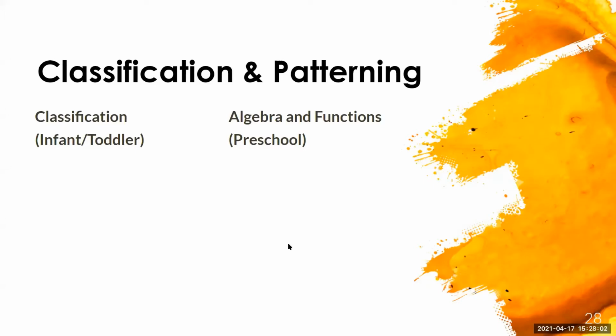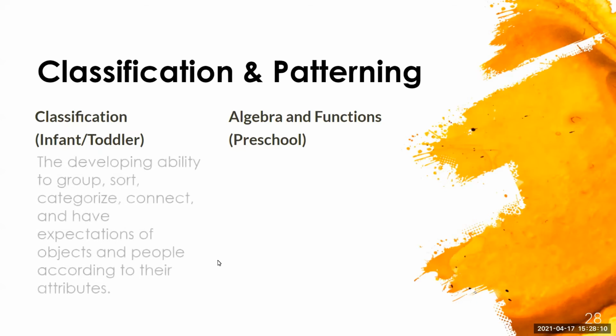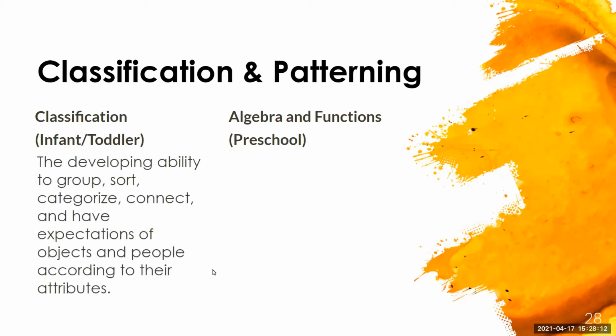So the next strand of mathematics is classification and patterning. For infants and toddlers, it's considered classification. As children are developing, they are developing the ability to group, sort, categorize, connect, and have expectations of objects and people according to their attributes. So if an infant or a toddler sees a basket of balls, and they see that there is a block in that ball basket, they might remove it. That is classification for young children.